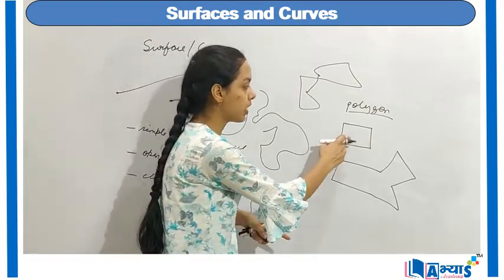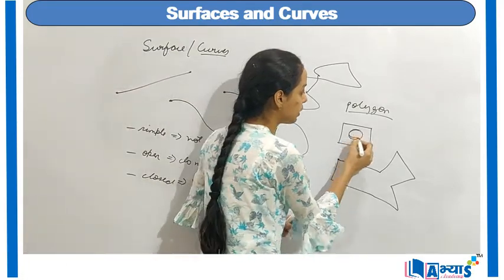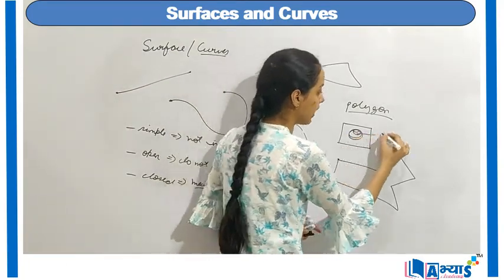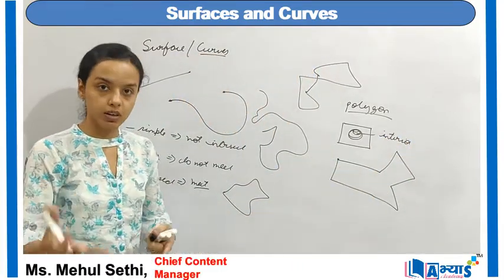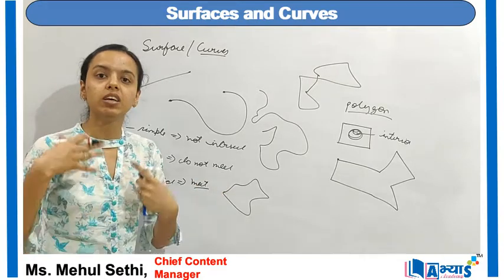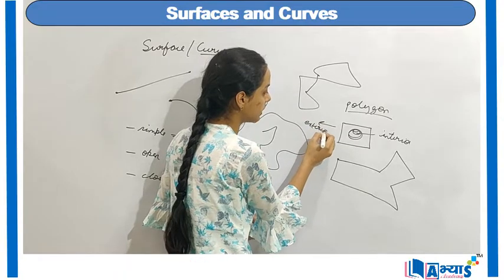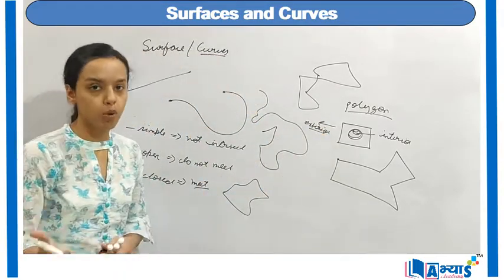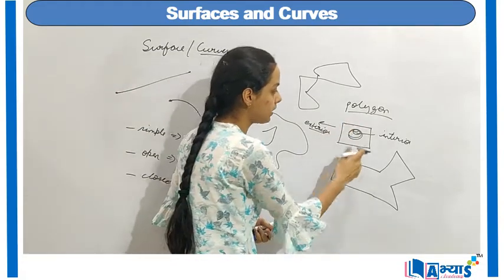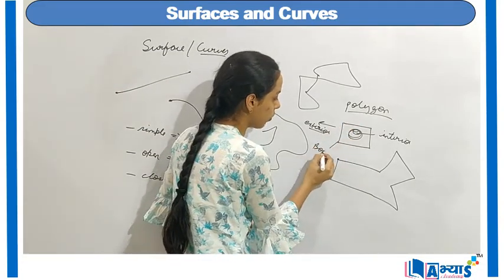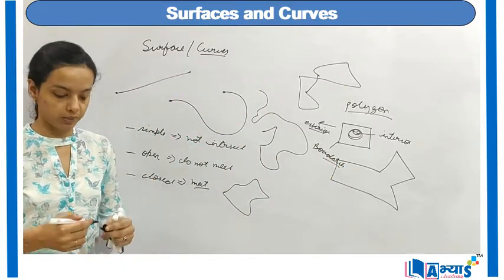Now when I have the polygon, I have basically three important categories also. This part is known as the interior of a polygon or interior of a curve. The inside part is known as the interior portion. The outside part is known as the exterior portion of the polygon or the exterior portion of the curve. These line segments are known as the boundary or the boundaries of a polygon.